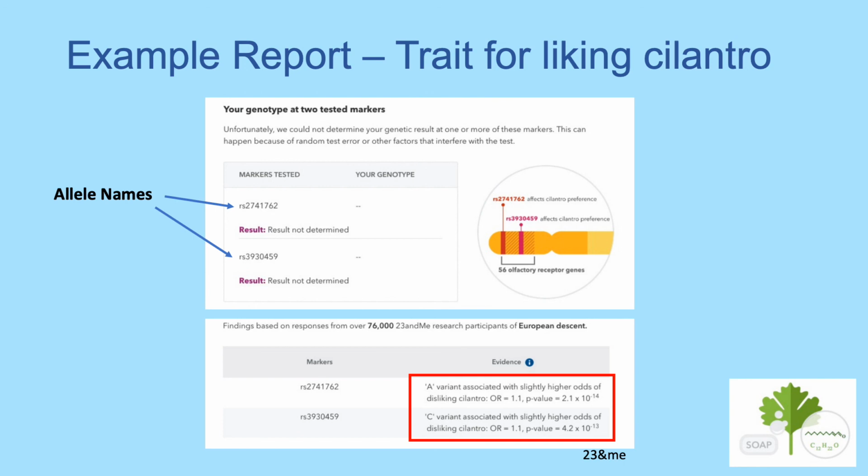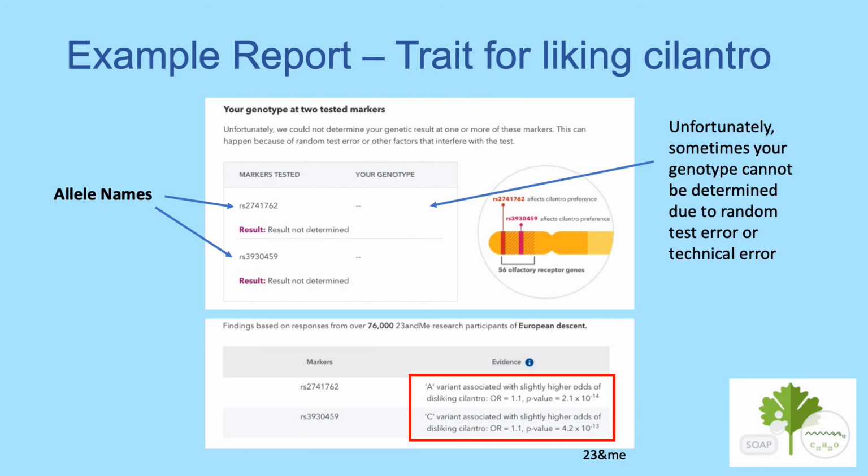Looking at the report, we will also notice that although the company tested this trait for you, due to some error in the process, your variant may not be determined. Sadly, for this person, you won't know your genotype, but I'm sure you know whether you love or hate cilantro.